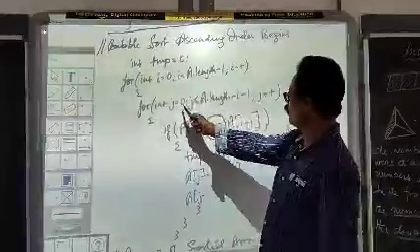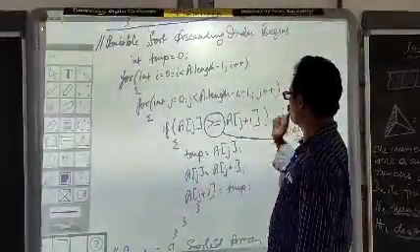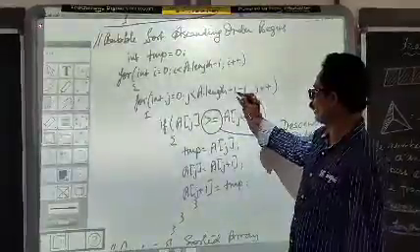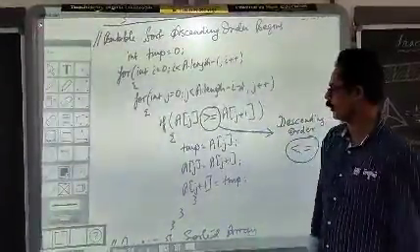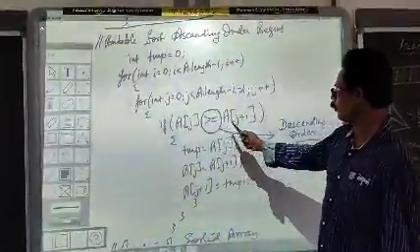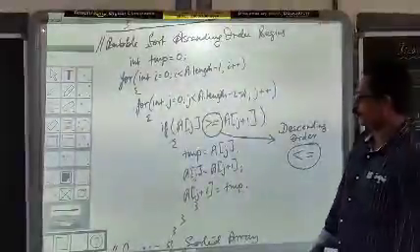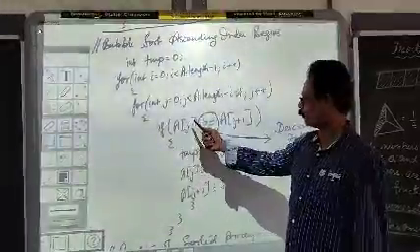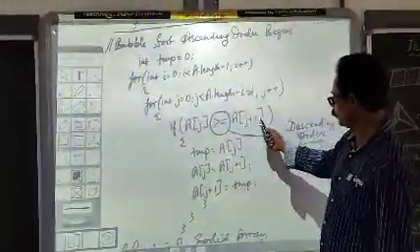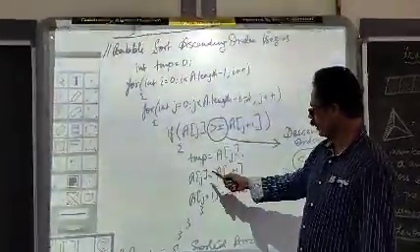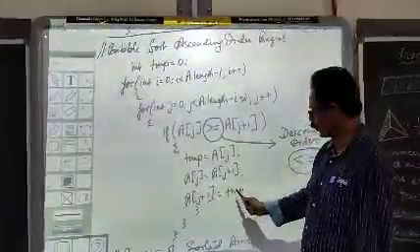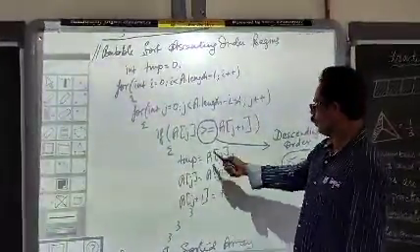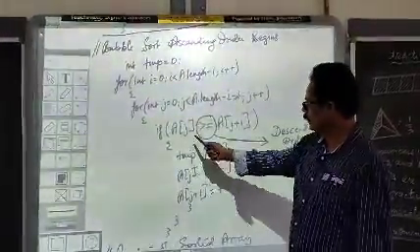Then int j equals 0, j less than a.length minus i minus 1. Please remember this part, minus i minus 1, and then j plus plus. If a[j] is greater than or equal to a[j+1]. So what we are doing is, in the array itself, we are comparing adjacent elements. That's why it is written a[j] greater than or equal to a[j+1]. Then temp equals a[j], a[j] equals a[j+1], a[j+1] equals temp. That's where swapping takes place.